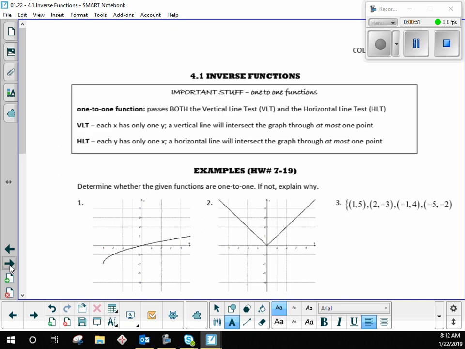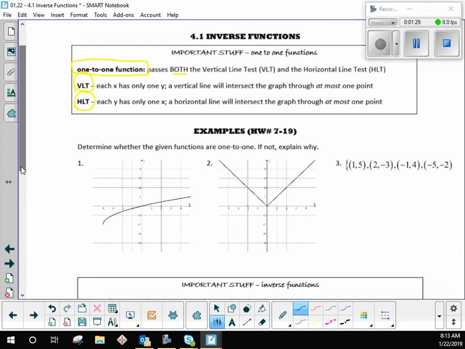A couple of things we learned in the past about things that pass the vertical line test. The vertical line test, remember, is where each x has only one y, and a vertical line intersects the graph at most one point. But today we're adding to that something called the horizontal line test, which is the inverse of that. Each y has only one x, and a horizontal line will intersect the graph through at most one point. And if a graph passes both of those tests, we call it a one-to-one function. It passes both the vertical line test and the horizontal line test.